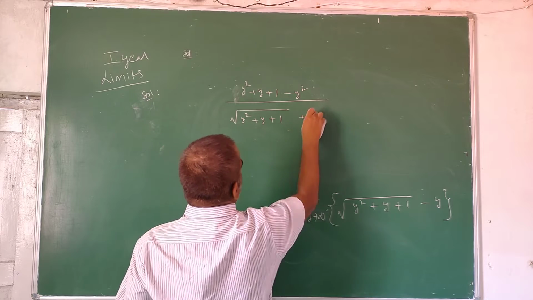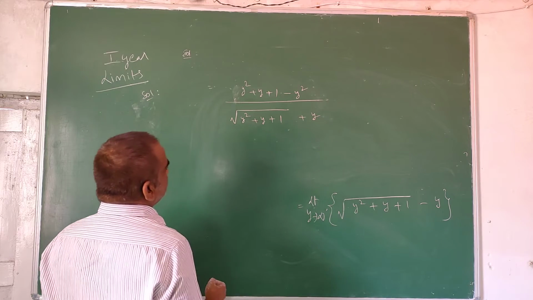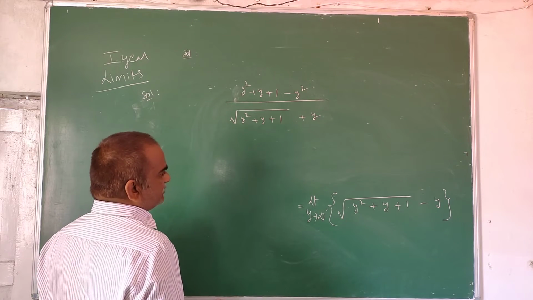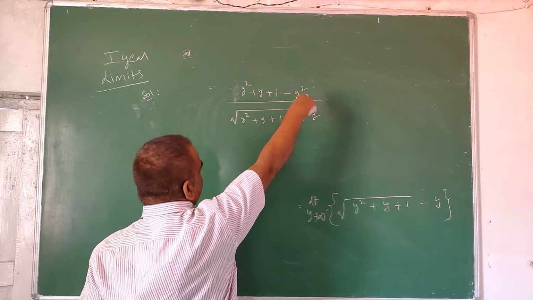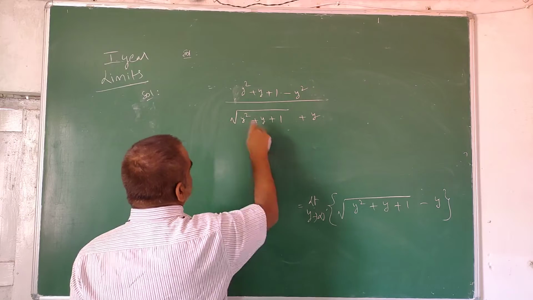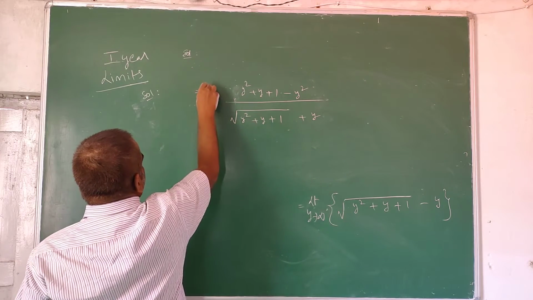So here you get plus y. So on rationalizing the numerator, that is the concept you have to write. So (a minus b)(a plus b) is a square minus b square, which goes here by 1 into this, as limit y tends to infinity.